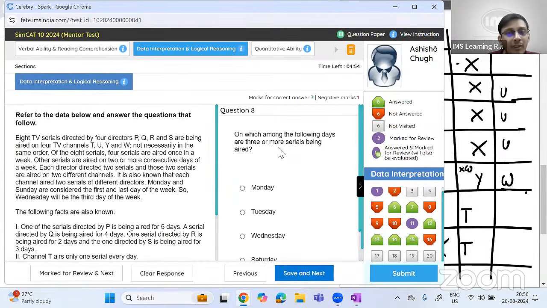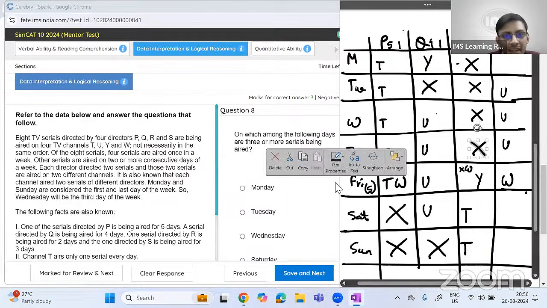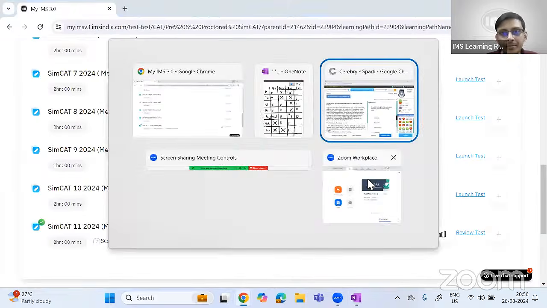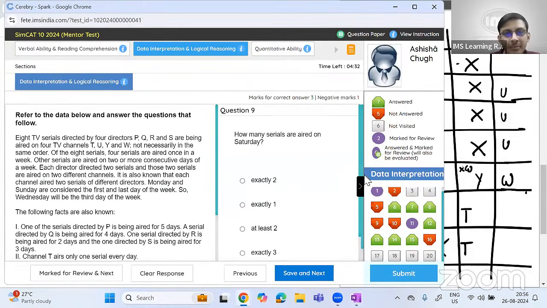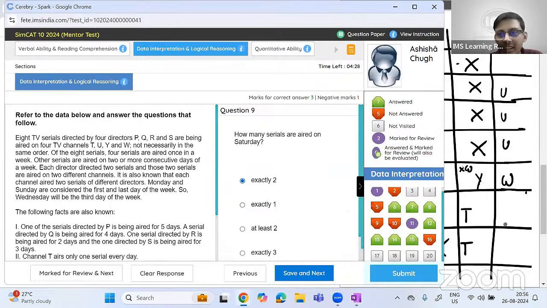Which among the following days are 3 or more serials being aired? Of course, we have Friday, but that is not in the options. Where else? 3 or more. We have it on Wednesday. We have 3 on Wednesday, Thursday, and Friday. Wednesday is there in the options. How many serials aired on Saturday? 2 serials exactly aired on Saturday.